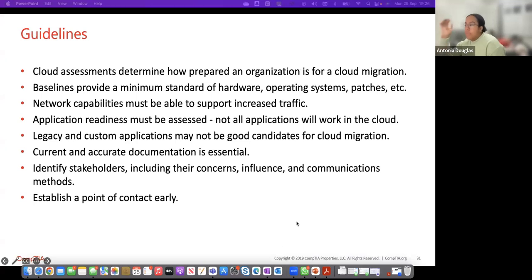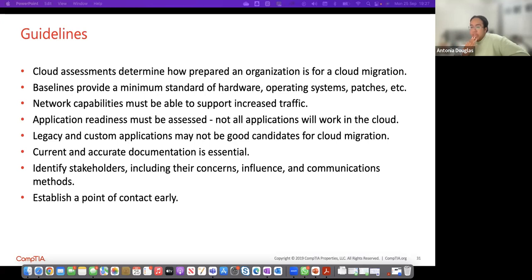So guidelines, we've got cloud assessments, which are used to determine how to prepare an organization for cloud migration. Baselines, which we've mentioned, provide a minimum standard of hardware, operating system, and patches. Network capabilities, these are all requirements that we've just gone through. Application readiness: can my legacy application, which was built 20 years ago, move to the cloud? Is that feasible?